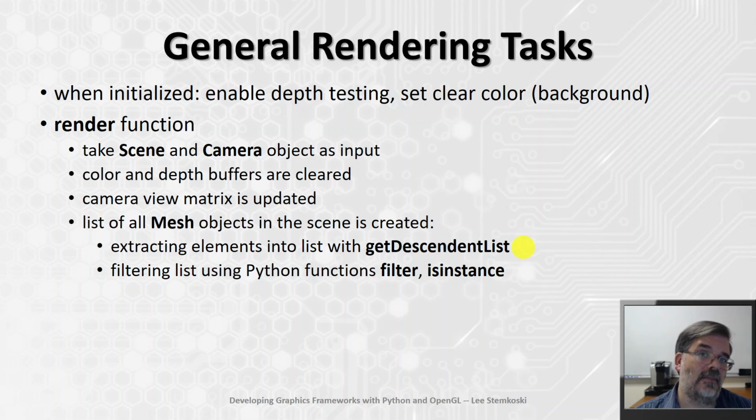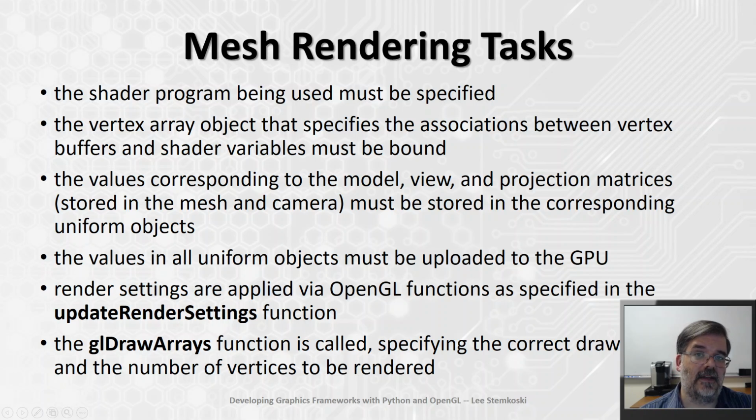Now, in the scene, there could be lots of different things. For example, some nodes just might be used to group other nodes. Those are called instances of the group class. The camera is also an object in the scene. But when we're actually rendering things, it's really only the mesh objects which correspond to visible things. So we'll need to filter through that list we obtained using some built-in Python functions, filter and isinstance. So we'll need to get that list of mesh objects, and then once we have them, again, we have to perform all those tasks that we've done in every application leading up to this one.